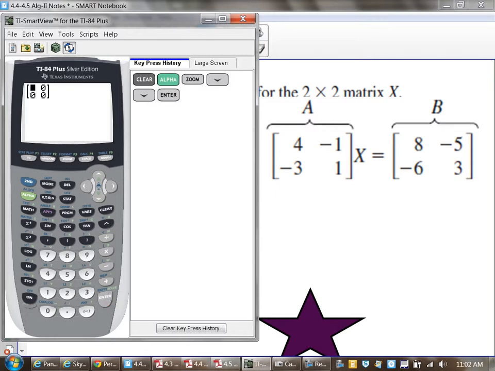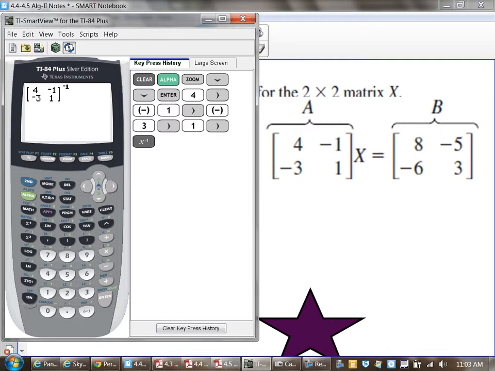Now, what this is actually asking me here is, matrix A is a 2 by 2, matrix B is a 2 by 2. What does X have to be in terms of rows and columns? It has to be a 2 by 2. So what we do is we fill in the blanks: 4, -1, -3, and 1. And now we hit our new favorite button, inverse.